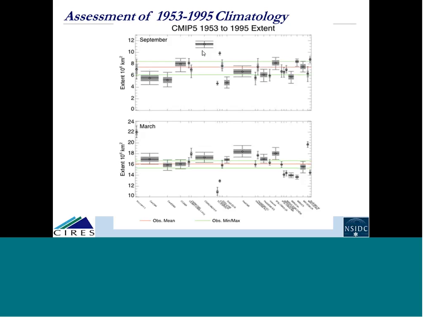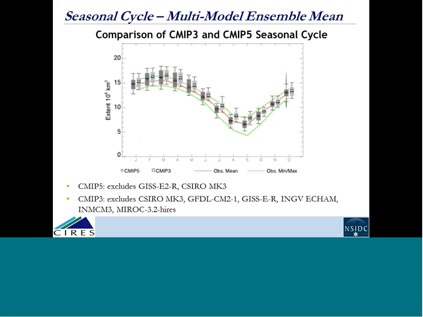If we look in March, the picture's a little different. There seems to be no consistency between how well models do in March and how well they do in September. But in general, there tends to be an overestimate in extent, but there are several single ensemble members which certainly fall a lot lower than we observe. But a lot of models, especially in September, are tending to fall within the range of observed minimum and maxima. So we're doing reasonably well there.